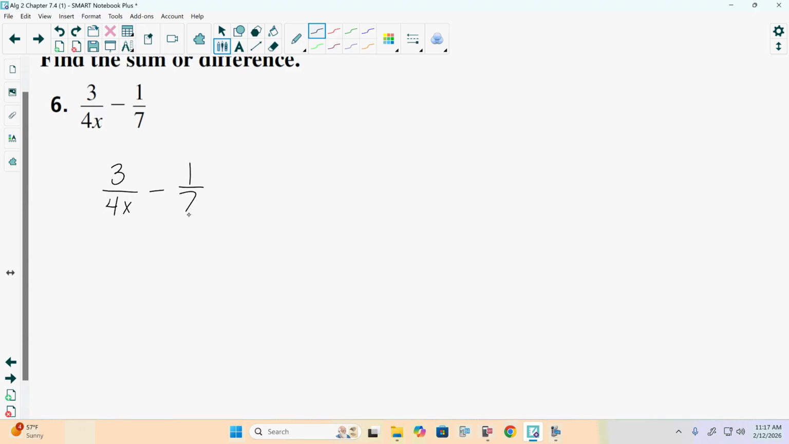I'm going to rewrite this below it. But if we look at these two here, they're being subtracted. 4x is as simplified as it gets. 7 is as simplified as it gets. Now, for the most part, we don't want to just multiply the two numbers on bottom, especially if they're not in parentheses.